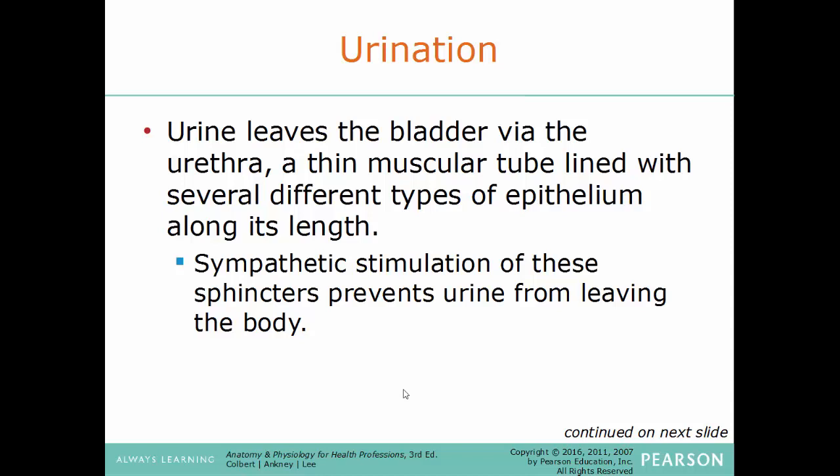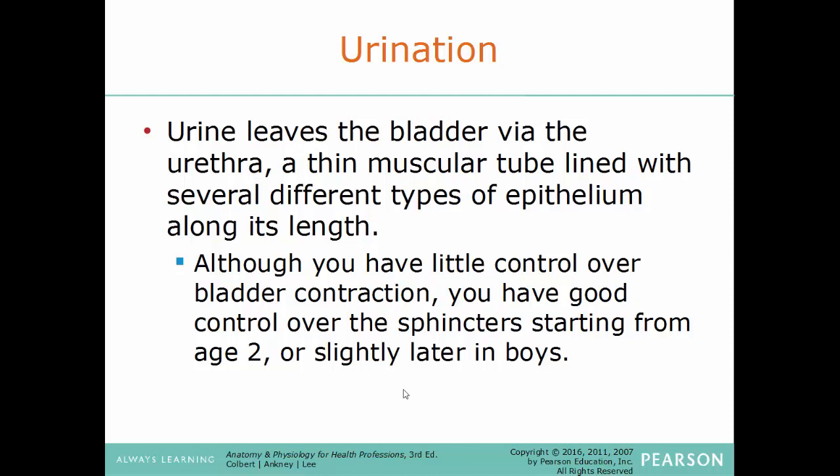Now, sympathetic stimulation of these sphincters prevents urine from leaving the body. Now, although you have little control over bladder contraction, you do have good control over the sphincters starting from age 2, or a little bit later than that in young boys.